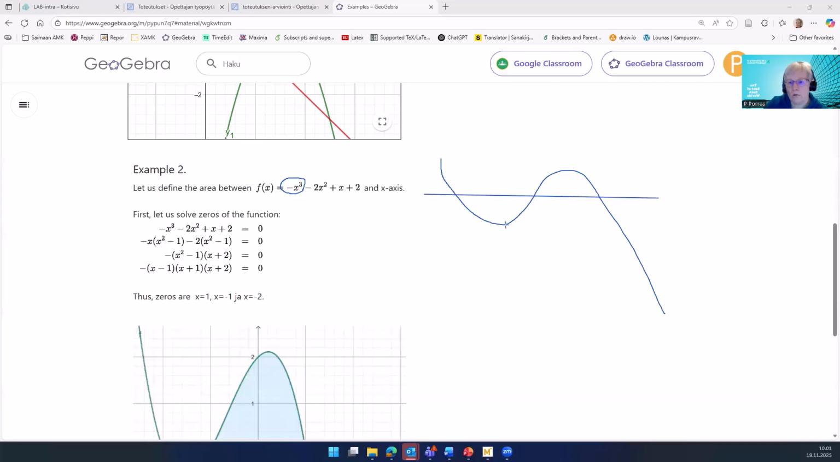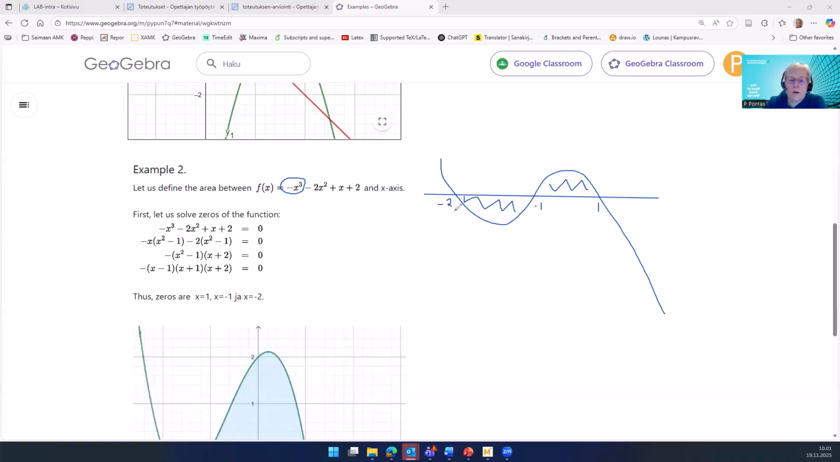If it's here, there are only 2 points. If it's here, there are only 2 points. Here or here, only 1. So now we want to get the area here and here. We already have all the zeros, so we know this is minus 2, this is minus 1, and this is 1. This one is our function.